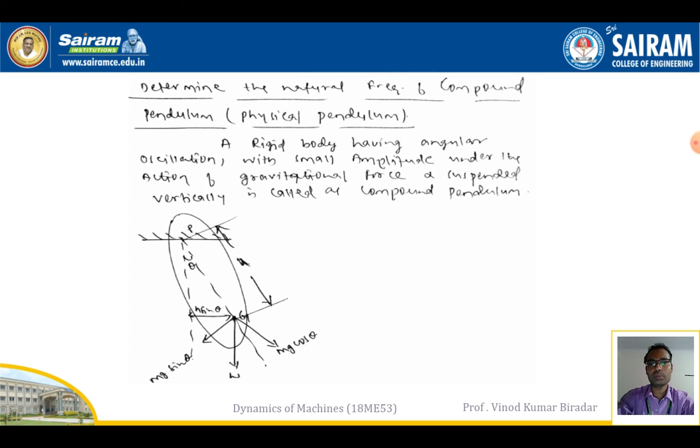Now the second problem, let us understand this. Determine the natural frequency of a compound pendulum, that is a physical pendulum. So how are we going to derive this?